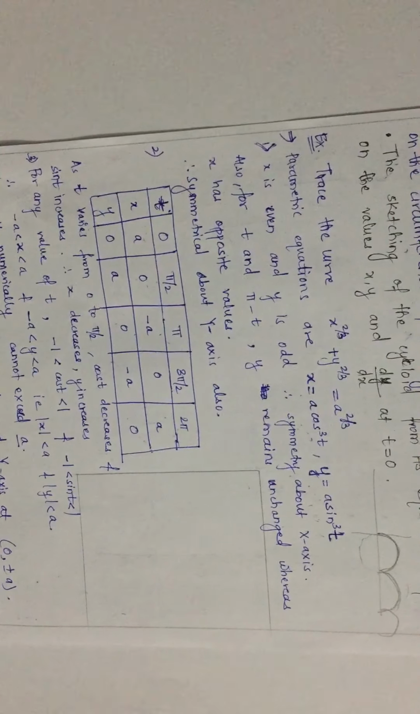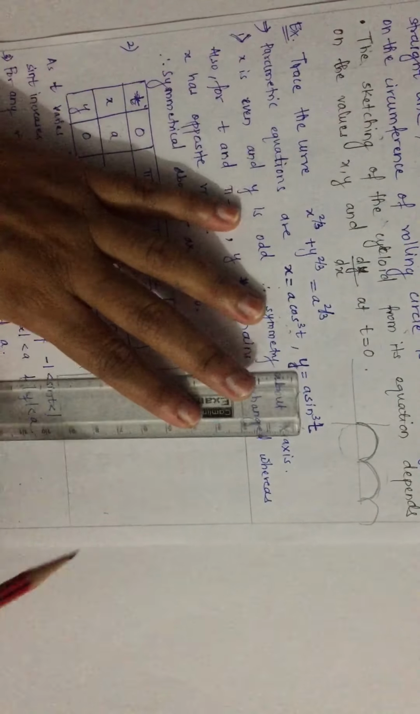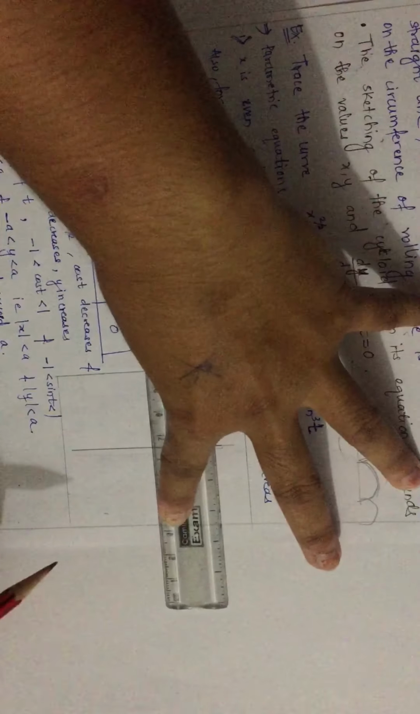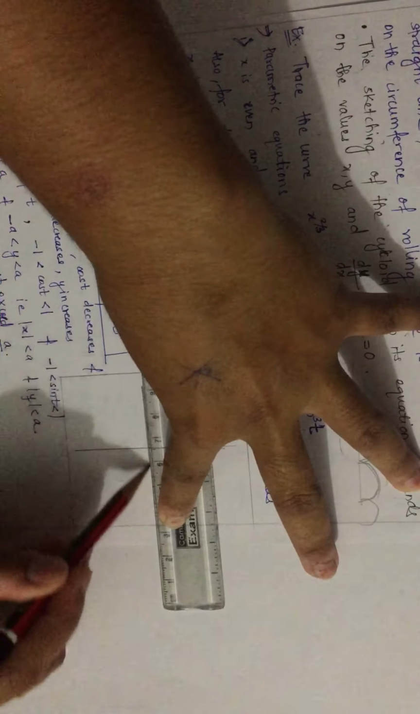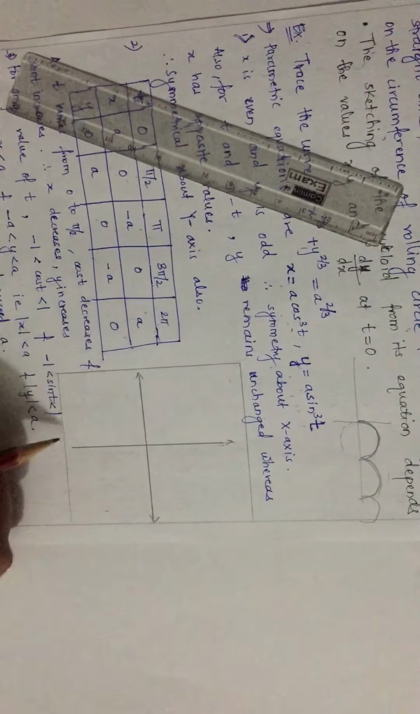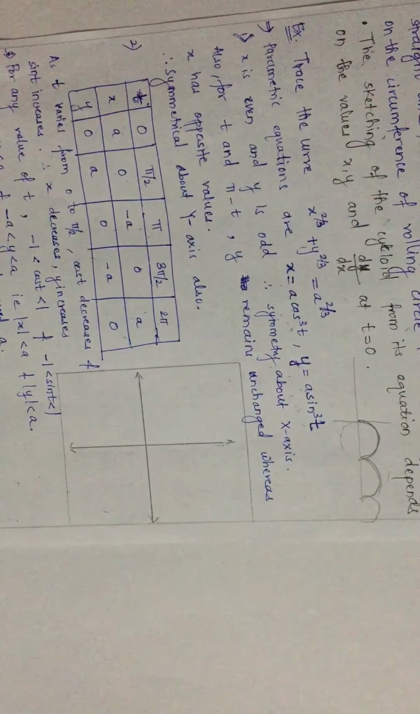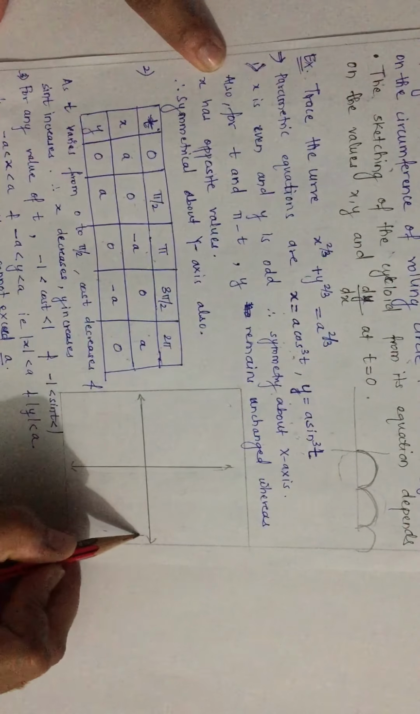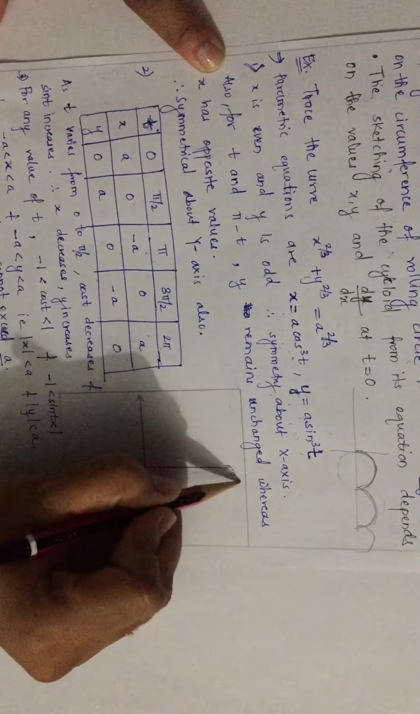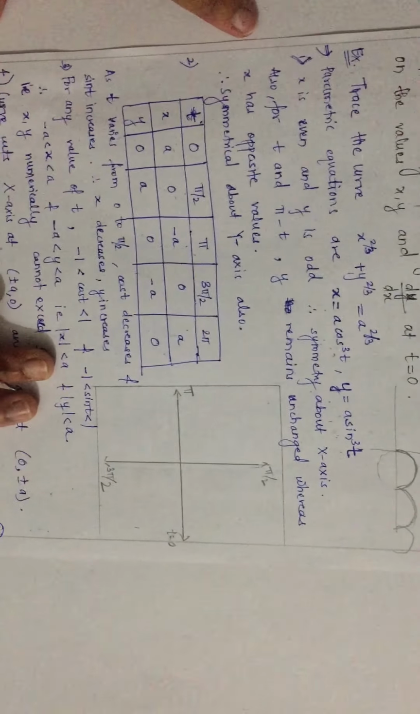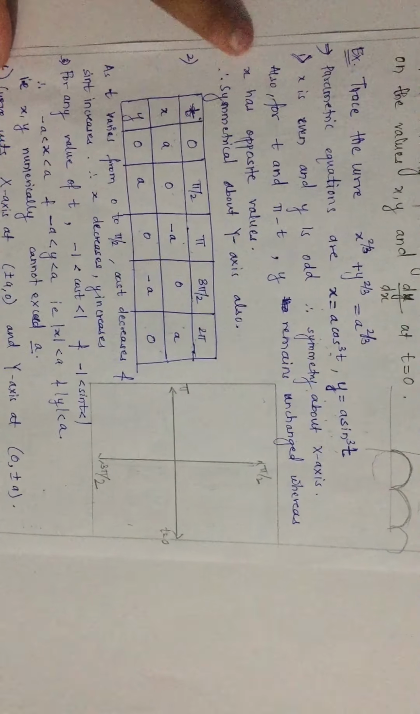Okay, we simultaneously draw here. Suppose this is the x-axis and this is the y-axis. Now we consider t equal to 0, pi by 2, pi. So I write t equal to 0. Suppose this is pi by 2, pi, 3 pi by 2. Fine. Now how does t vary?